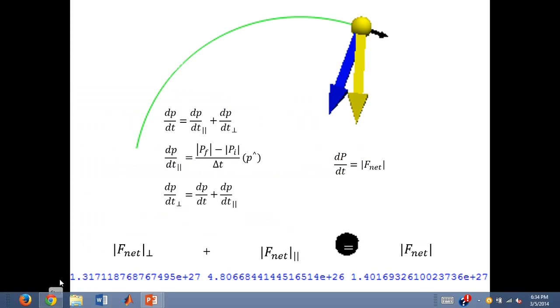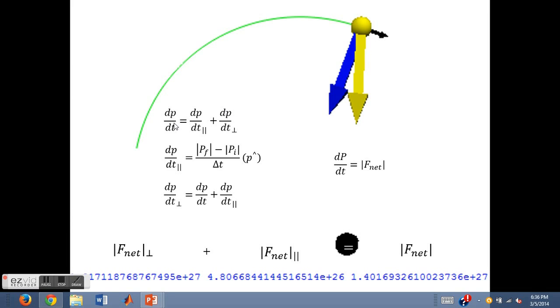After being run, we see the motion of the star as it orbits around the black hole at the bottom. The yellow arrow pointing down is the net force acting on the object, which as you can see is pointed towards the black hole since that's the only force acting on the object, since we said that earlier. The blue line right here represents F net perpendicular, and the black line is F net parallel.